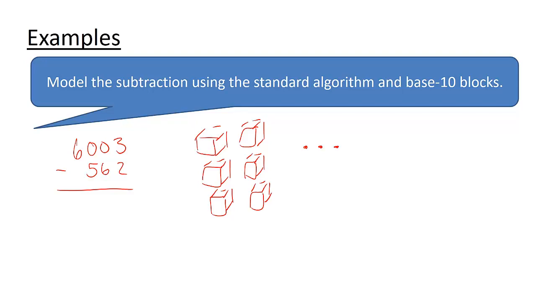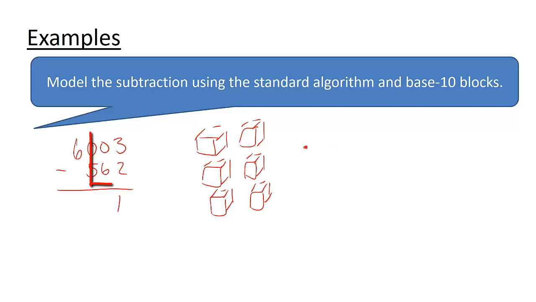In this example, we're going to model 6003 take away 562. I'm going to begin by modeling the minuend. Notice here I have 6 thousands blocks and 3 units. My first step is looking at the ones column. I have 3 units, and I'm going to take away 2 of them. That's going to leave me with 1 unit left over.